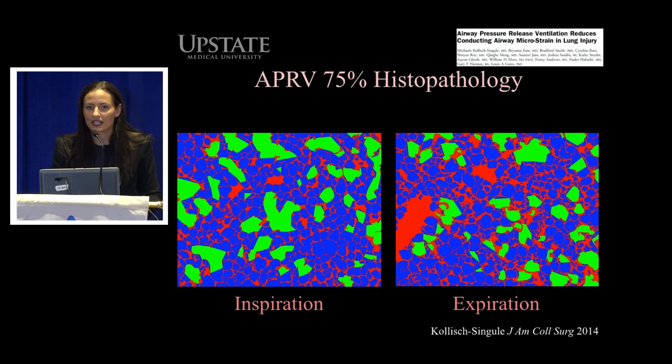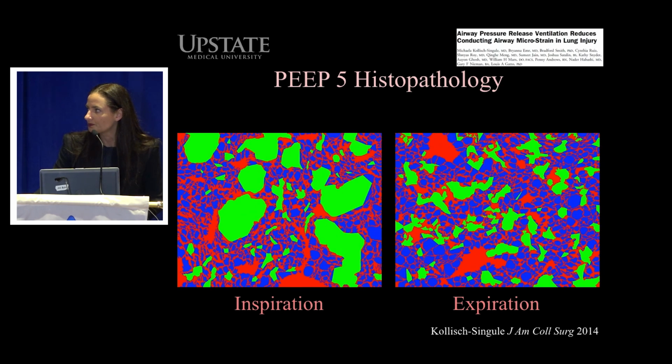APRV 75%, by comparison, looks much more like our control lung. We see those nice open alveoli, they're relatively stable even between inspiration and expiration. The conducting airways are certainly more prominent than they were in the control group, but they don't overwhelm the slide the way that the APRV 10% group does.